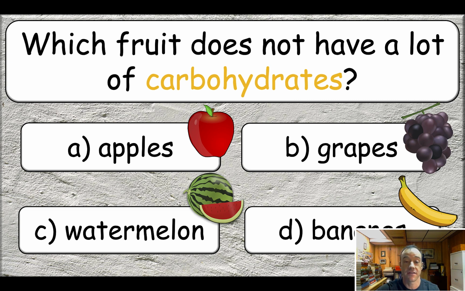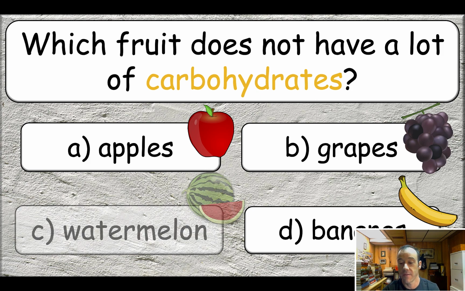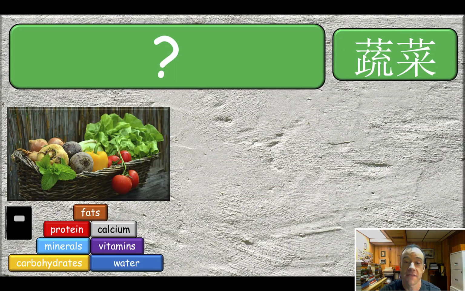And they need to raise their hand, who thinks it's apples, who thinks it's grapes, whatever. The answer is watermelon. Watermelon is mostly water. And then on to the next one. Rinse and repeat. Again, very easy.